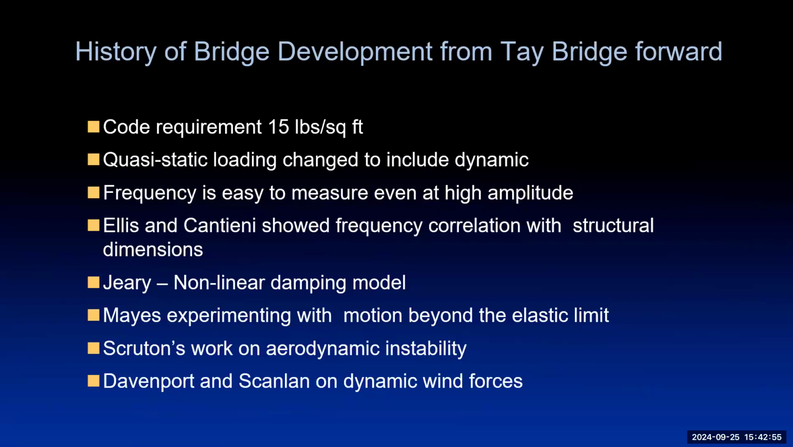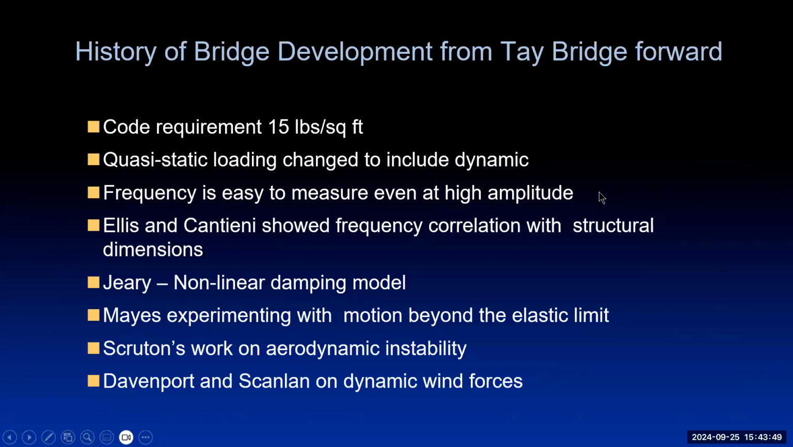We had a lot of lessons to learn from what the Tay Bridge taught us. Code requirement was immediately changed to 15 pounds a square foot, went up with Tacoma Narrows to 30 pounds per square foot, but it was still missing the point because the Tacoma Narrows was not a quasi-static failure. So in other words, unless you take into account the dynamic part, you're never going to produce something which will avoid that aerodynamic instability. So next, the quasi-static only load is changed to include dynamic. Pity that not all designers actually understand that.